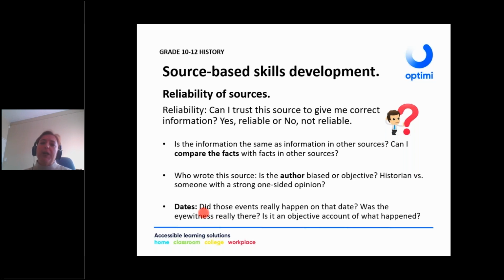1941. So please make sure that you know your dates very well, that you know the events that happened on that specific date, and that, again, you remain with objective accounts of what happened and not one-sided accounts of what happened. And that makes a source reliable. In other words, you can trust the information in the source.